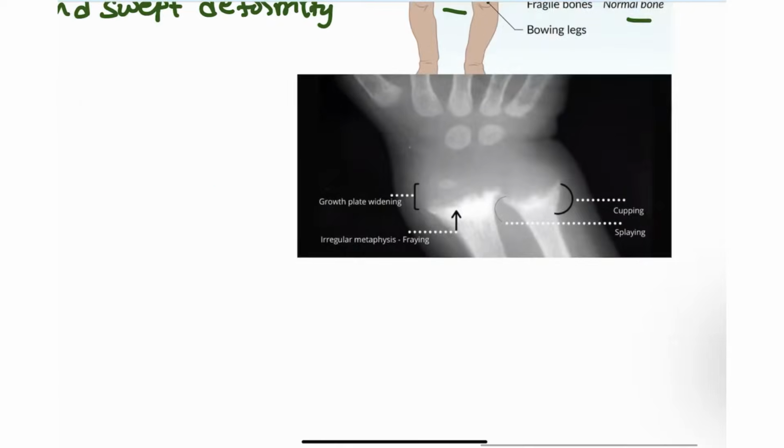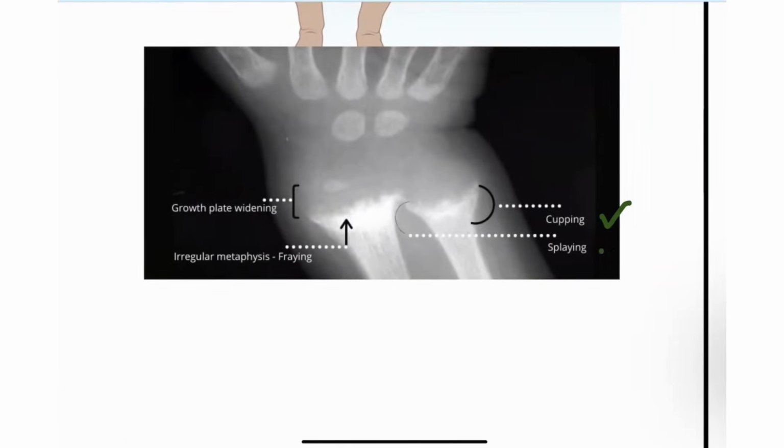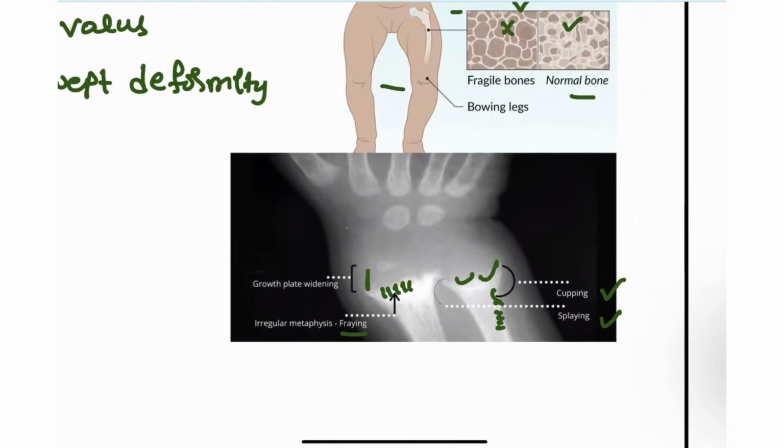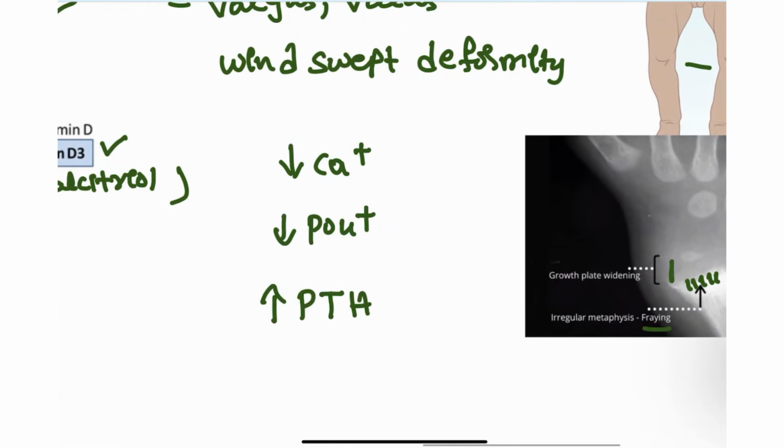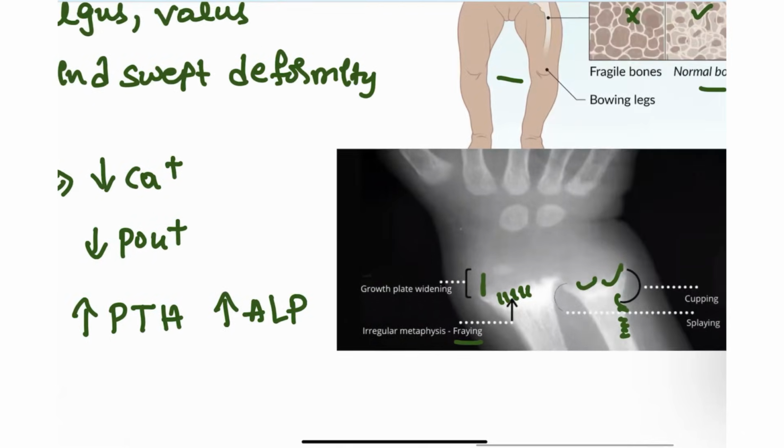On X-ray, you will see conditions like cupping, splaying, and fraying, right? Fraying and cupping and also splaying. All this will be seen, and widening of the growth plate will be seen. This is classically seen in this patient. Next, how about the laboratory findings? On laboratory findings, calcium will be decreased, phosphate will be decreased, and there will be an increase of parathyroid hormone. And also, along with that, ALP is also increased because of the involvement of the bone.